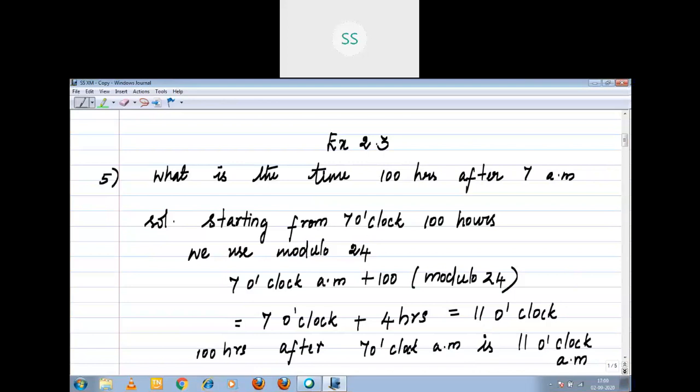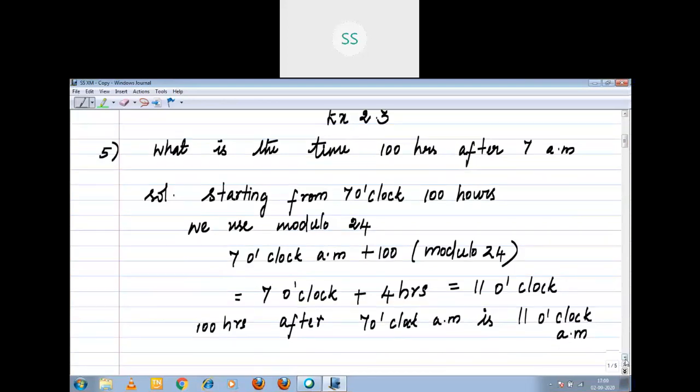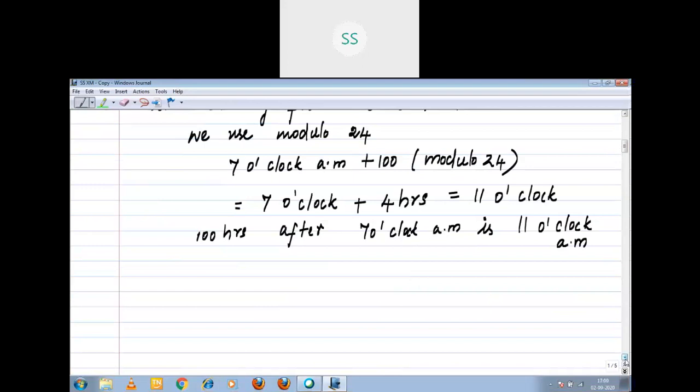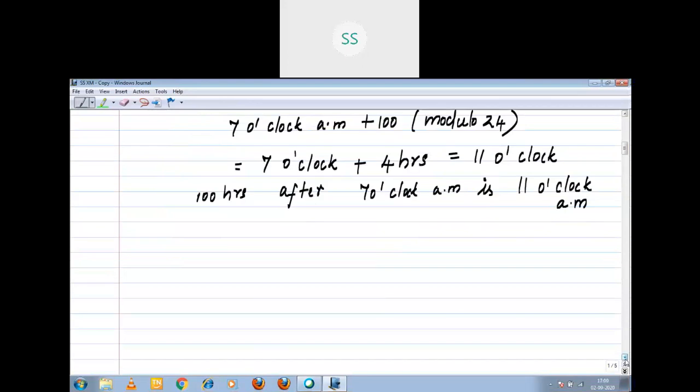Now we'll pass on to question number 6. What is given? What is the time 15 hours before 11 p.m.? The time is calculated starting from 11 o'clock p.m.